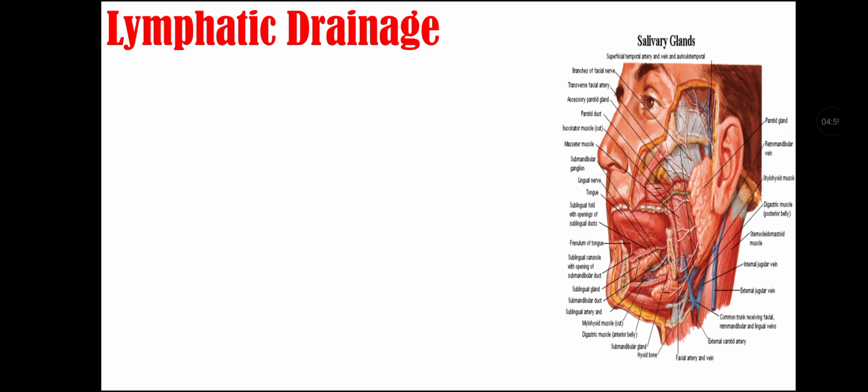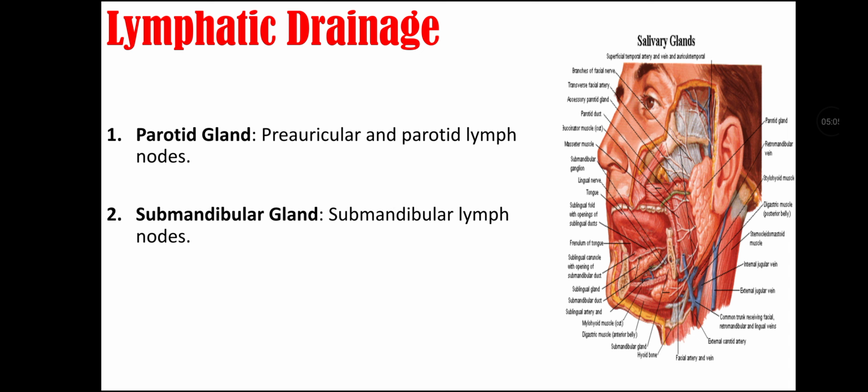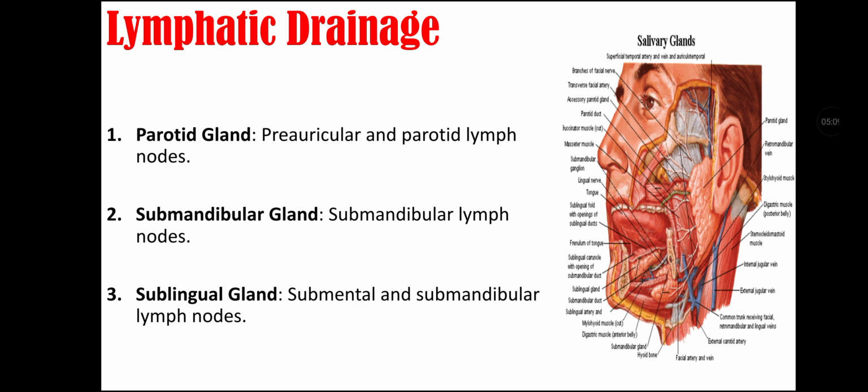Talking about lymphatic drainage of salivary glands, the parotid gland drains into the preauricular and parotid lymph nodes, the submandibular gland drains into the submandibular lymph nodes, and the sublingual gland drains into the submental and submandibular lymph nodes.